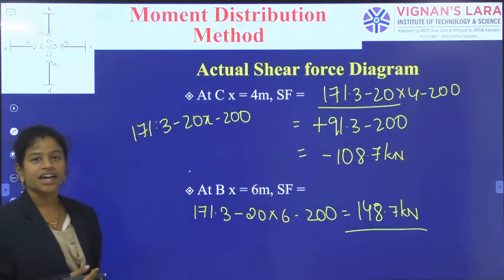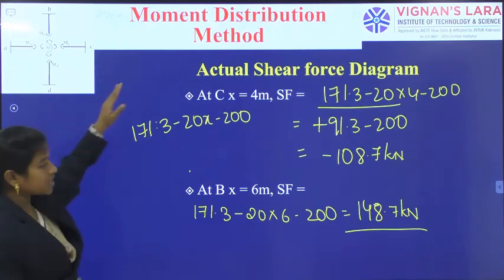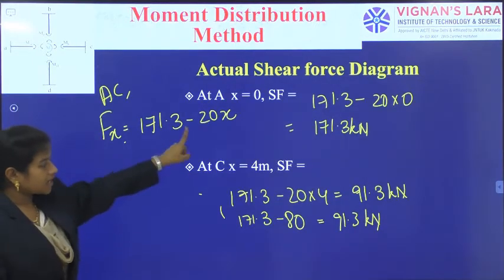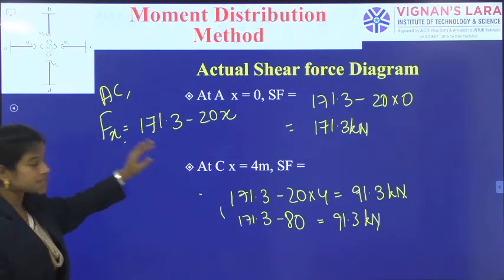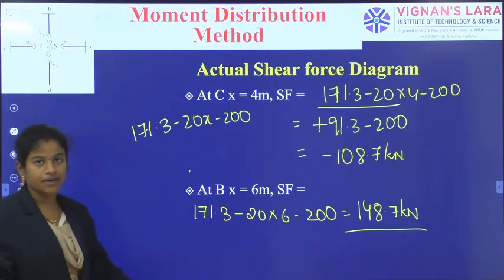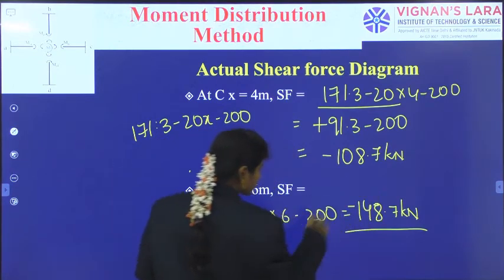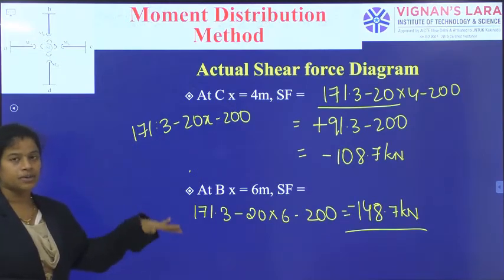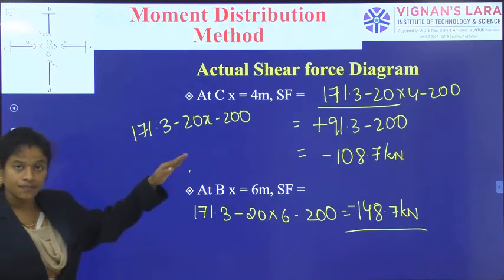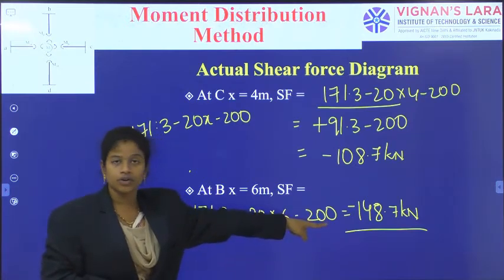That is the support reaction at B, right? Shear force at B is equal to support reaction at B. And then generating the overall shear force diagram. So we have calculated shear force at A and at C in the AC span, and then we have generated shear force at C and B in the CB span, and overall indicating positives and negatives: above the baseline positive, below the baseline negative. So 171.3 down to 91.3 is positive, then from 91.3 it drops to minus 108.7.